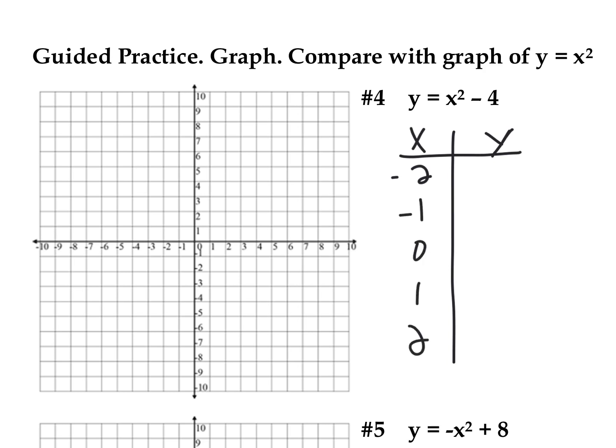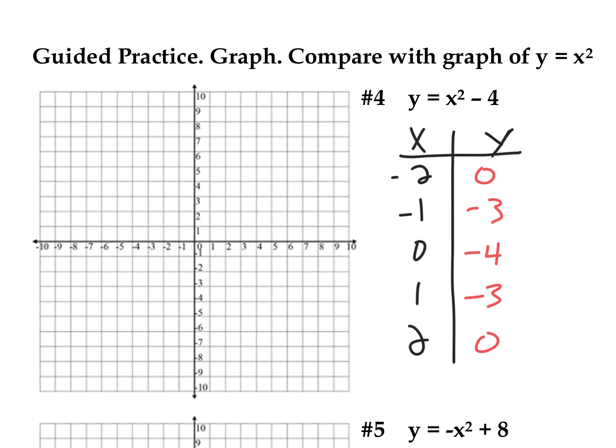And when I do this, when I plug in negative 2, negative 2 squared is 4, minus 4 is 0. I plug in a negative 1. Squared is 1, minus 4 is negative 3. 0 squared minus 4 would be negative 4. 1 squared, which is 1, minus 4 is negative 3. And 2 squared, 4 minus 4 would be 0. Again, symmetrical. We should get values that are the same on both sides of that middle.